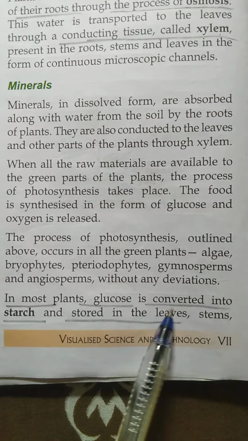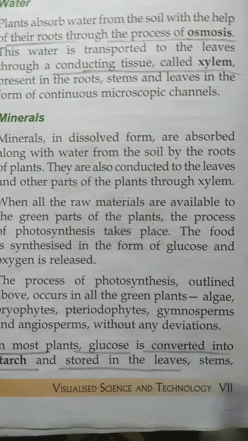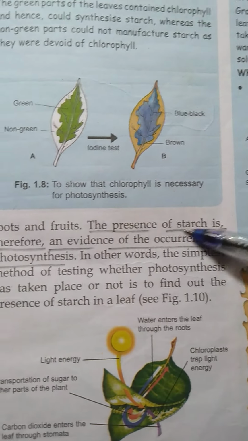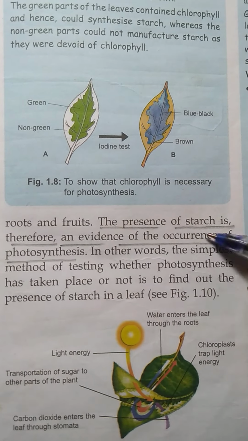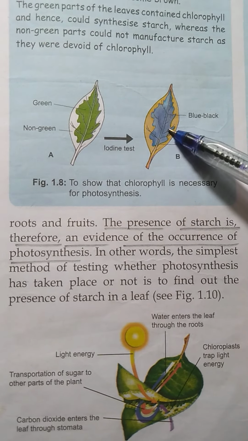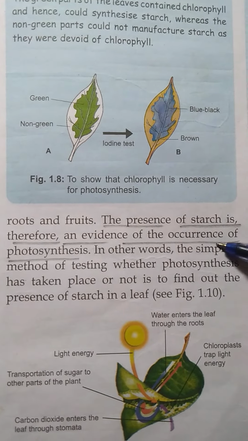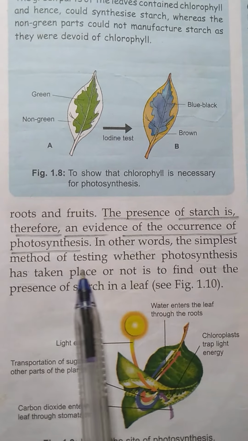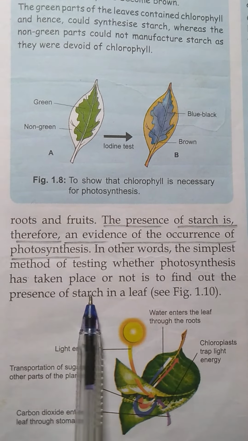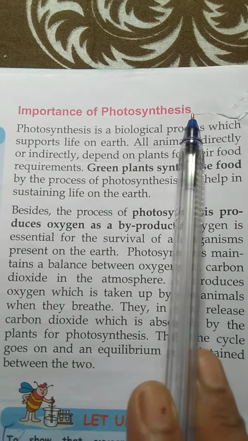In most plants, glucose is converted into starch and stored in the leaves, stems, roots and fruits. The presence of starch is therefore evidence of the occurrence of photosynthesis. During photosynthesis, we find that the leaves contain starch. In other words, the simplest method of testing whether photosynthesis takes place or not is to find the presence of starch in the leaf.